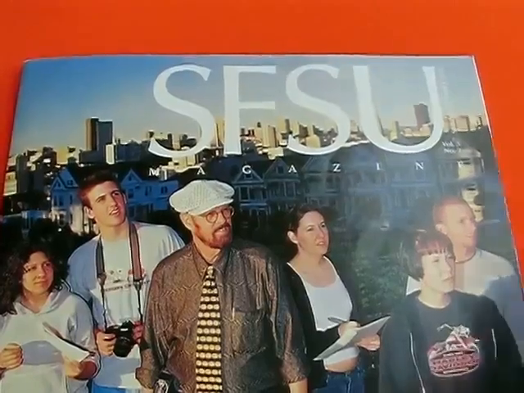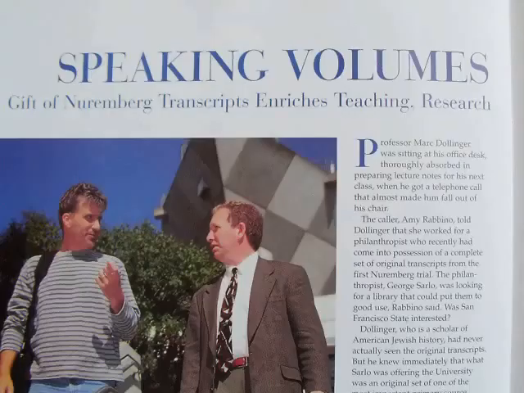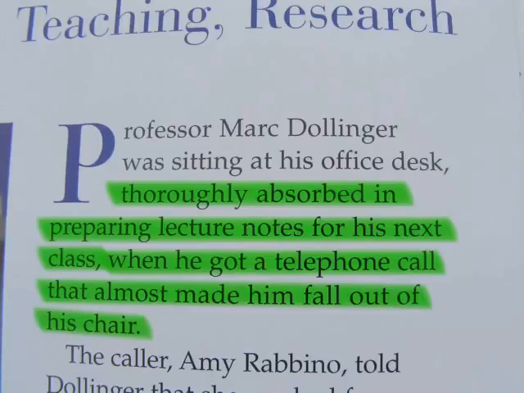SFSU Magazine is a twice-yearly publication of San Francisco State University for its alumni, faculty, staff, students, donors, and friends. In this issue, there is a story about how a complete set of the Nuremberg transcripts were donated to the Jewish Studies Department. Professor Mark Dollinger was sitting at his office desk, thoroughly absorbed in preparing lecture notes for his next class, when he got a telephone call that almost made him fall out of his chair.